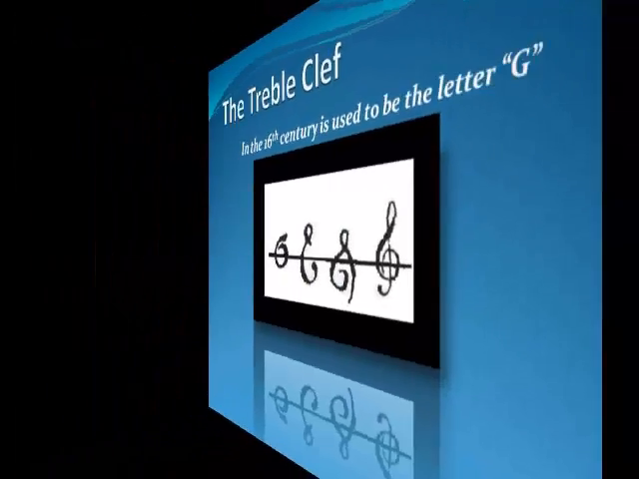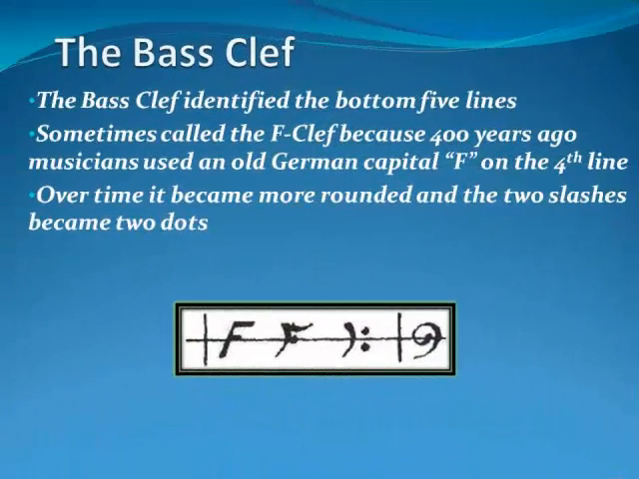The bass clef was originally an F. Notice how the 2 dots are above and below the F line. The beginning of the bass clef also circles around the F line. It's easy to see why the bass clef is sometimes called the F clef.